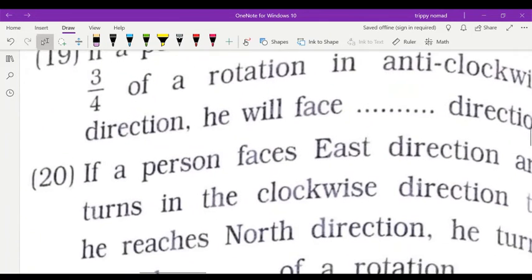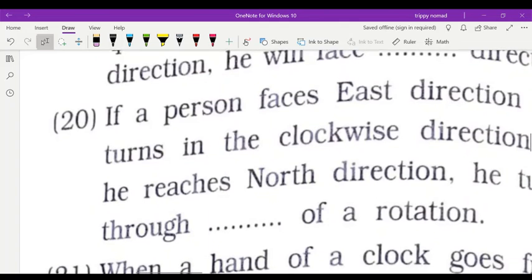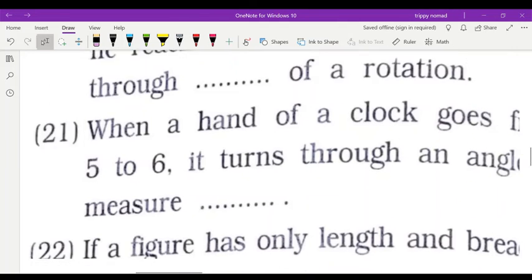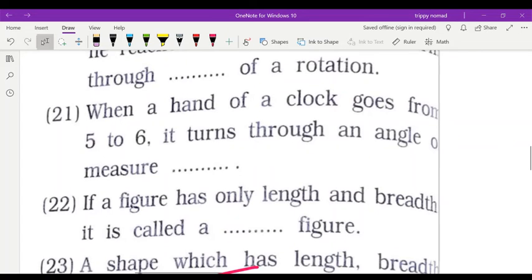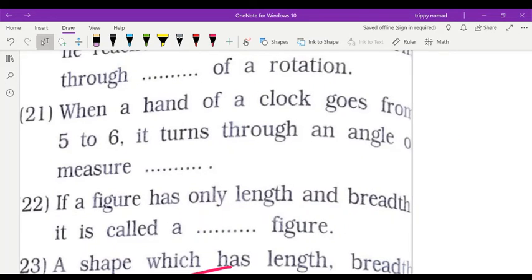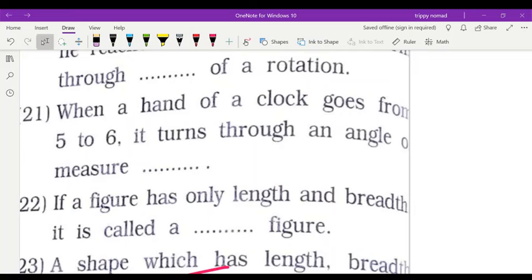Yes. Now question number 21. Only 4 questions are left. When a hand of a clock goes from 5 to 6, it turns through dash of an angle. Children, 5 to 6. When a hand of a clock goes from 5 to 6, it turns through an angle of 30 degrees.